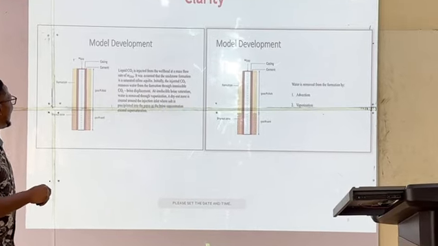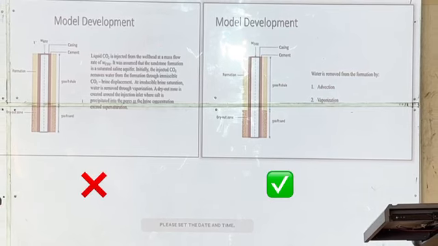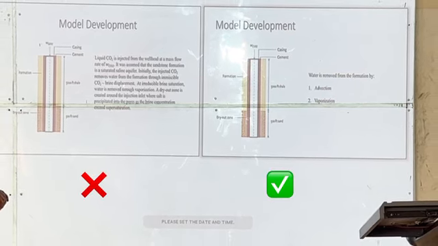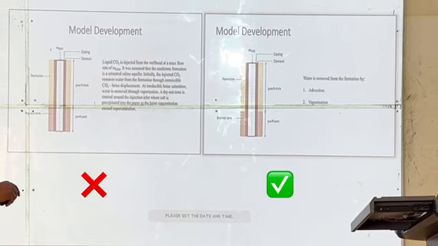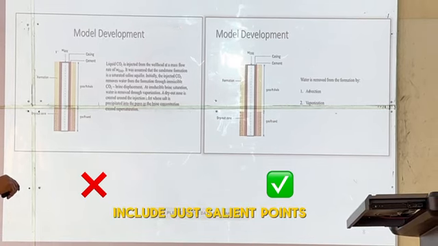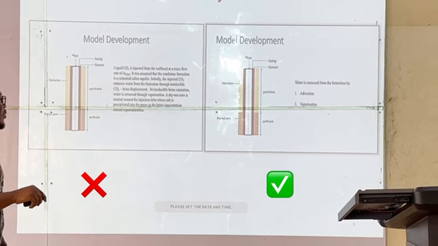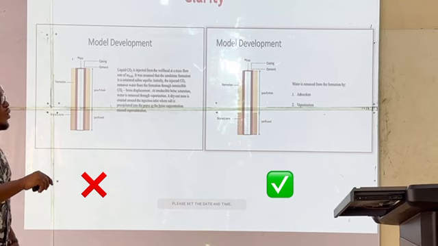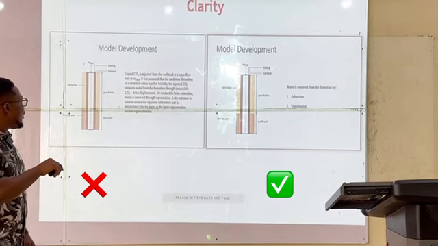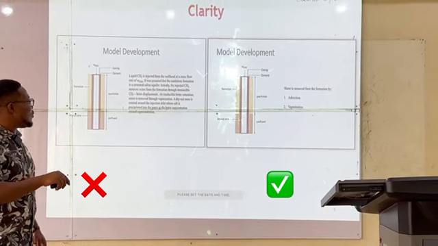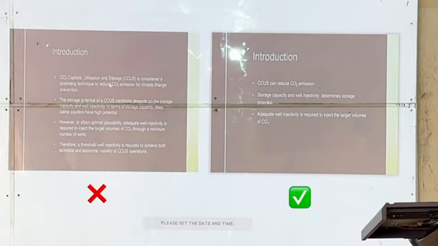Still under clarity, look at this template and look at that template. They are all model developments, but you notice that this has got so much writing cramped up. Anybody you're presenting this to will feel sleepy. So what you can do is take the salient points out of this model or this template and then just put them here. Water is removed from the formation by advection, two by vaporization, and you have your drawings or your picture clearly labeled instead of cramping each and every word you want to put there. You put the salient words there and then you explain. That's what you do. Now under clarity, you see an example of what I talked about.